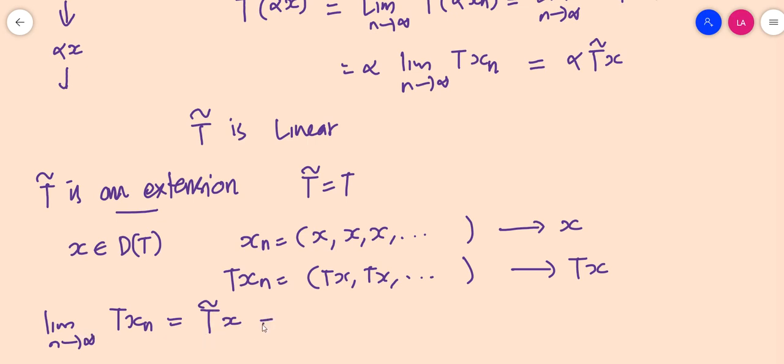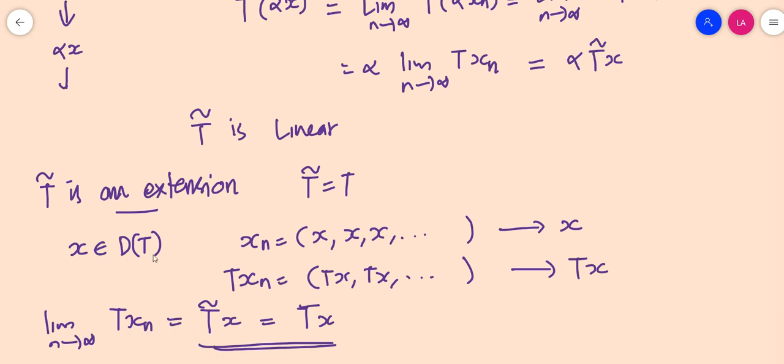This should be equal to T of x, because the limit as n tends to infinity of T of xn is T of x. So T of x and T tilde of x are the same. The first part uses the definition of T tilde, and the second part is obtained by taking the limit of T of x.